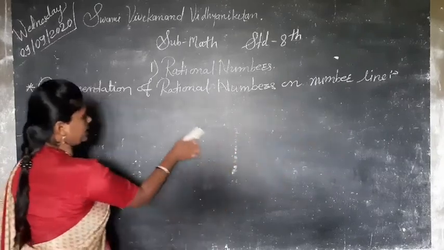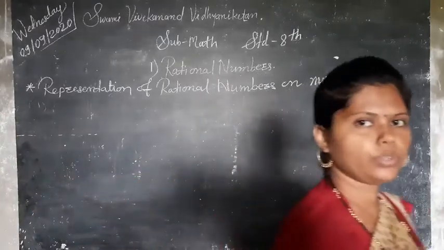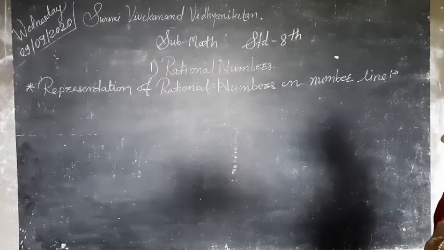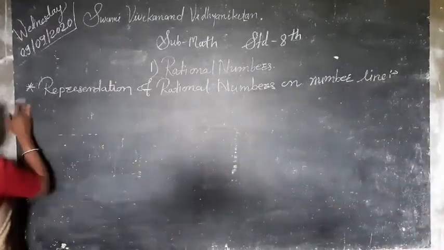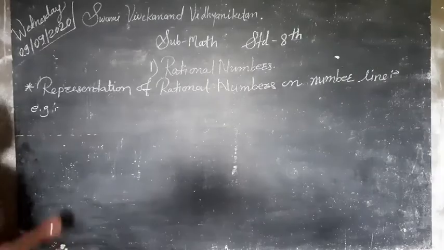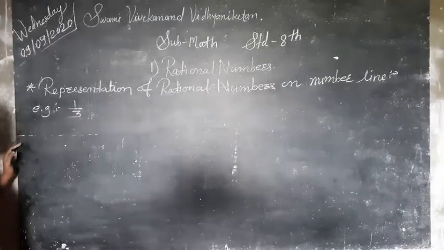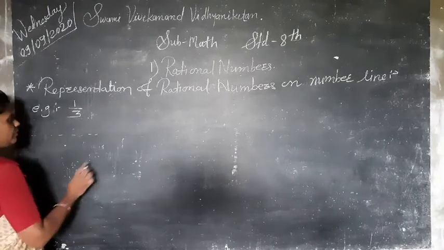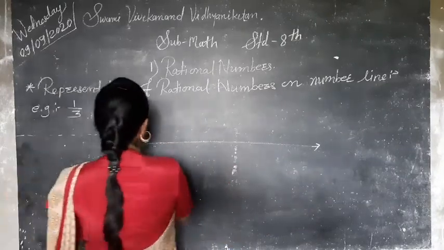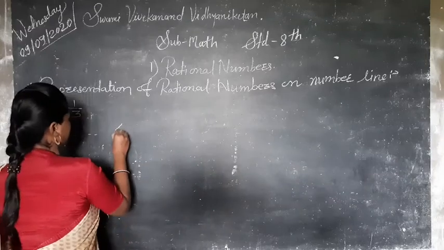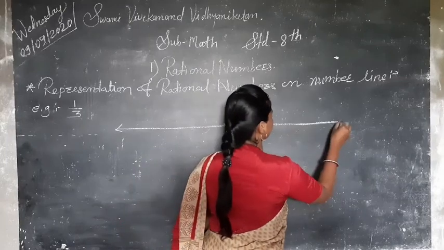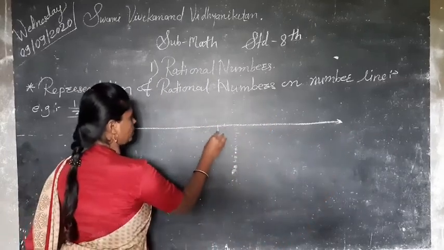Basically it is very easy, but for that you have to look carefully. Here they have given the first example. We will take one example and then I will explain how you can represent any rational number on a number line. Here you have to represent 1/3 on a number line. First of all you know how to draw a number line. As it is, you have to draw a line. We mark the 0 on this number line.